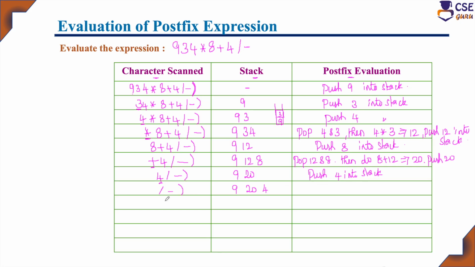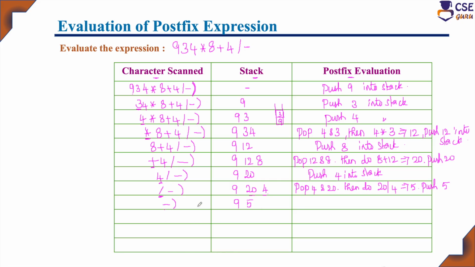The next input character is the division operator. So pop the top two elements: pop 4 and 20. Then do 20 divided by 4. You will get 5. Push 5 into the stack. So 9 and 5 will be there in the stack. 20 divided by 4 is 5. Push the result into the stack. Then minus and closed parenthesis will be there.